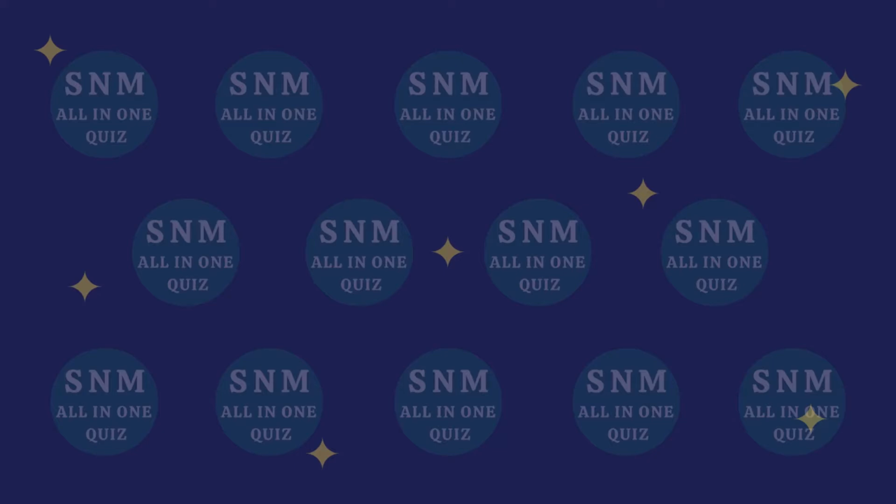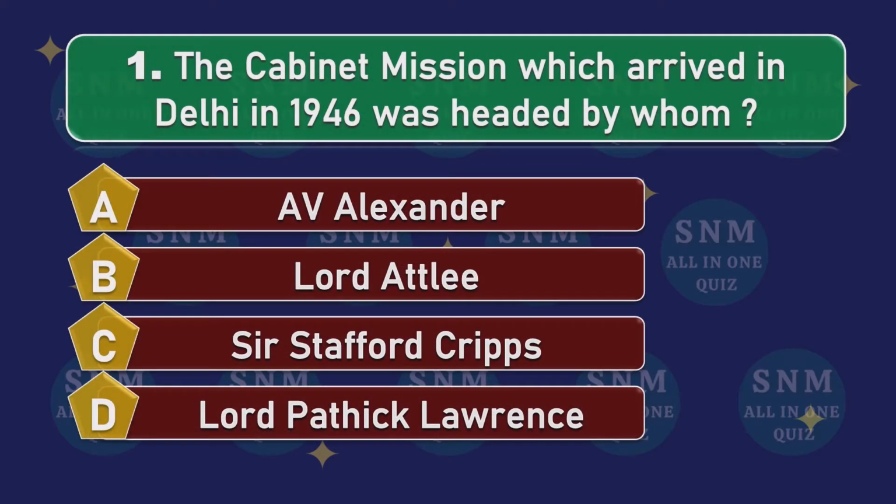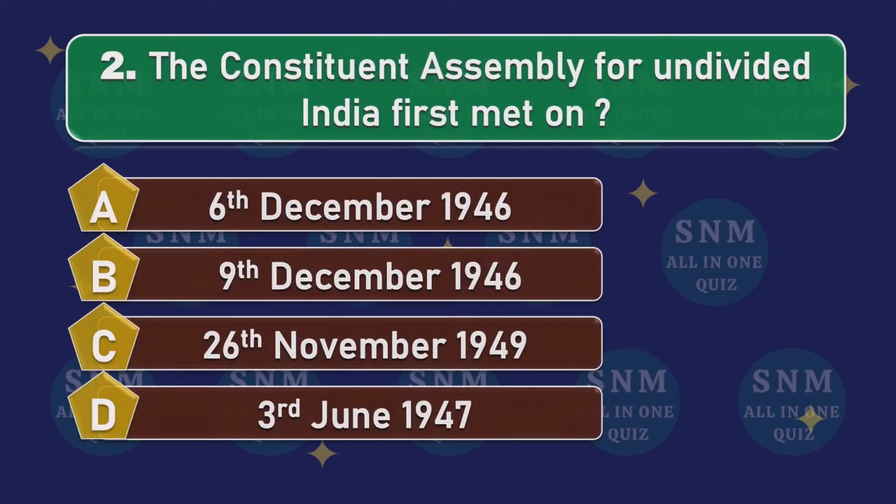So let's start. The cabinet mission which arrived in Delhi in 1946 was headed by whom? By Lord Pethick Lawrence. The Constituent Assembly for Undivided India first met on 9th December 1946.